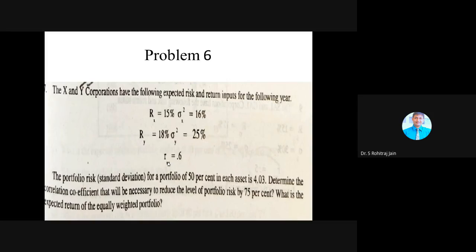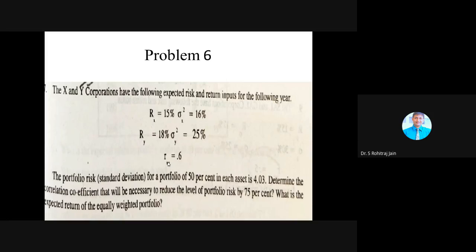X and Y corporations have the following expected risk and returns. They have given me two companies, X and Y. The return of X is 15%. Then variance of X, please understand, students, whatever I am saying, try to remember that. Sigma X square, the variance of X, is 16%. Similarly, return of Y is 18%. I'm just reading it out, okay? Then variance of stock Y is 25%. Then r xy is equal to 0.6.